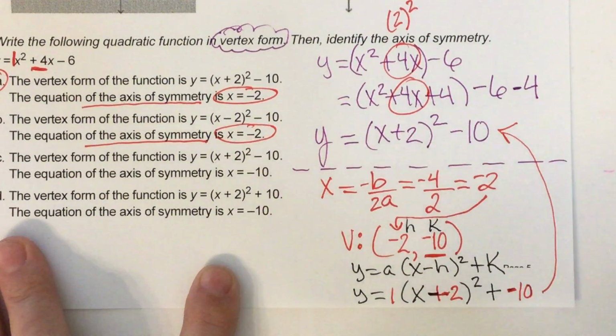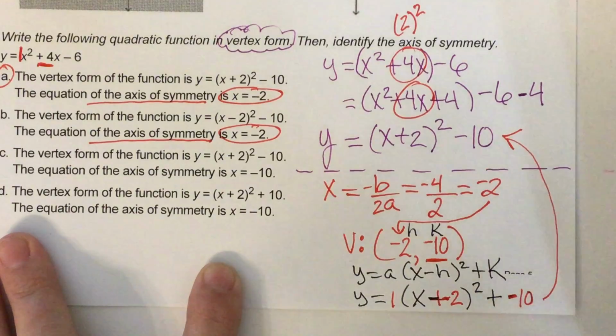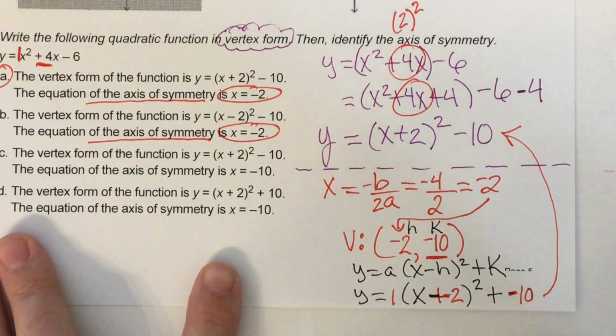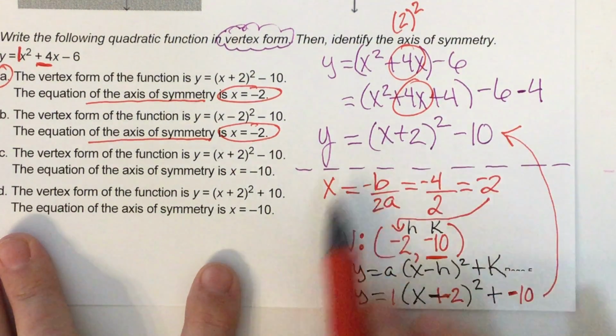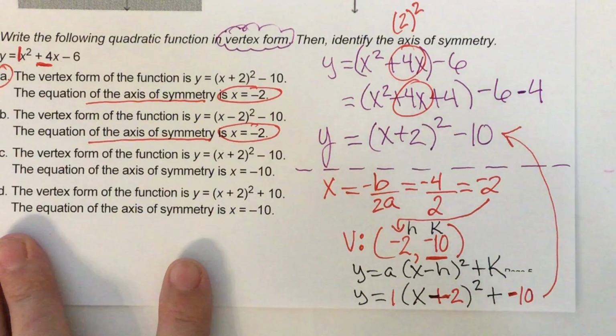So this way is by using completing the square, or a form of completing the square. And this way is doing something that you've done before, just in the past. So hopefully one of those ways works for you and you like it. Okay, let's go on.